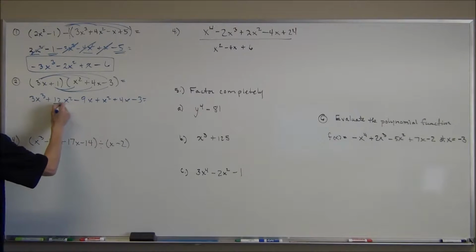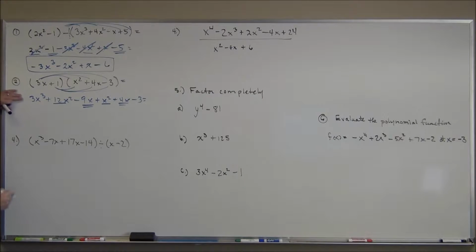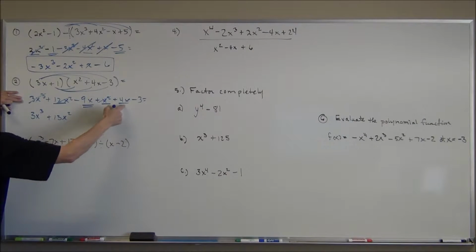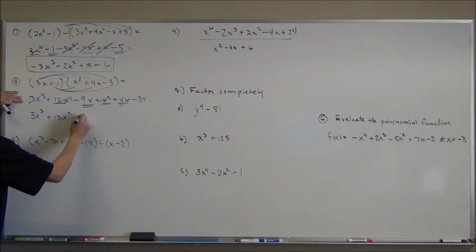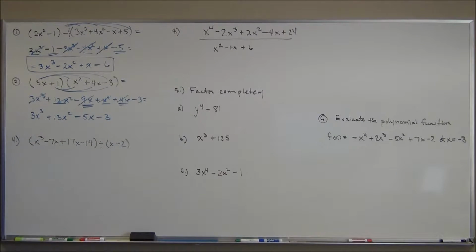Look for your like terms. They're going to want the answers simplified, in descending order. So my highest degree term is 3x to the third. It looks like plus 13x squared. A minus 9, a plus 4 is a minus 5x. And a minus 3. And there's my answer to the second one.